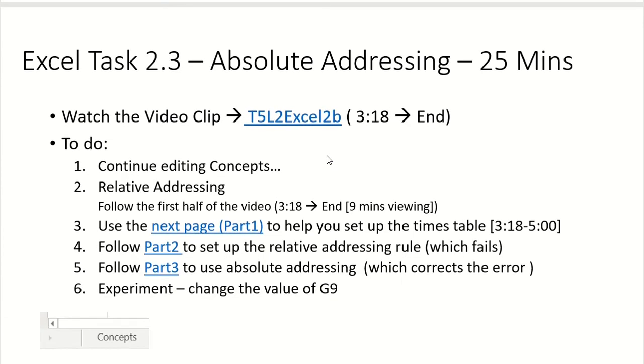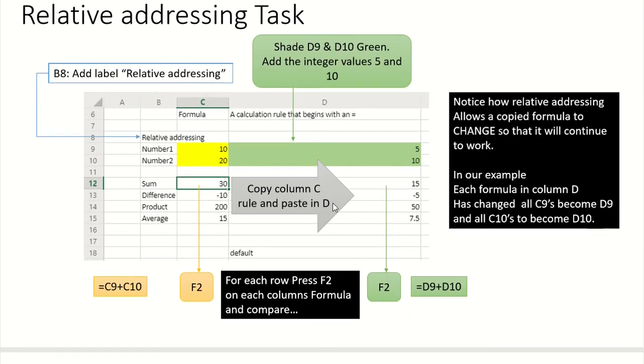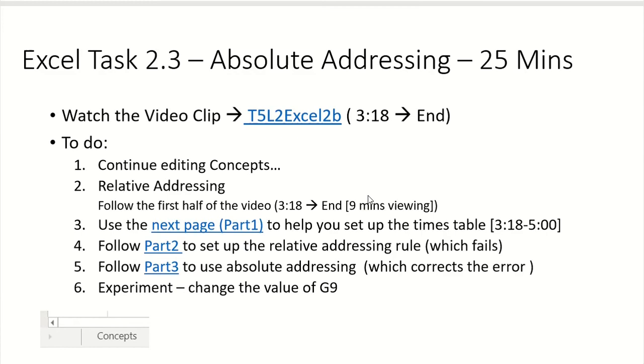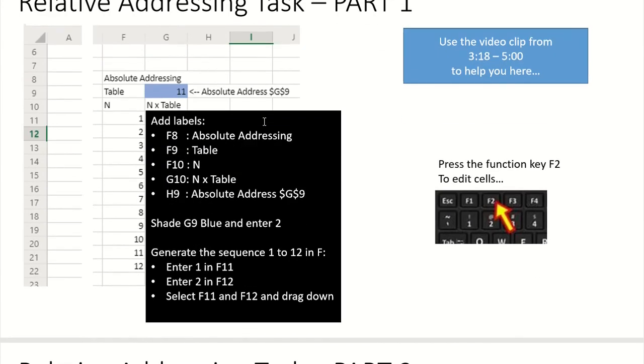After relative addressing, there's quite a long segment of work that will take you about 25 minutes to do. So if you're feeling rather tired at this point, I would suggest that you complete the task up to the end of relative addressing, leave it, and then come back to it at a later time in the week when you're fresh and you can put in a solid 25 minutes worth of work and work through the absolute addressing part of the task.